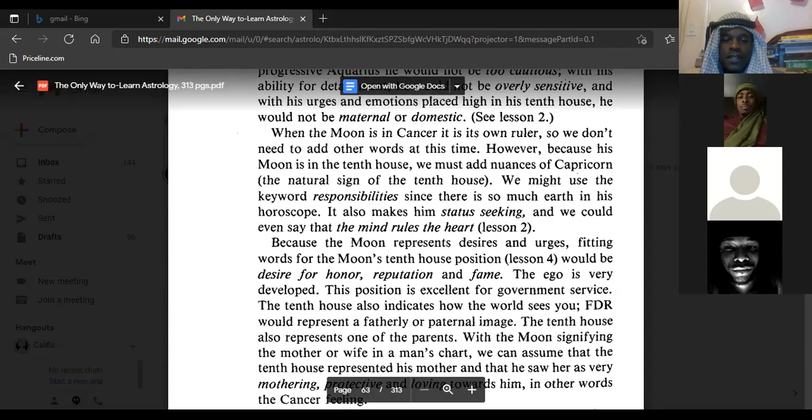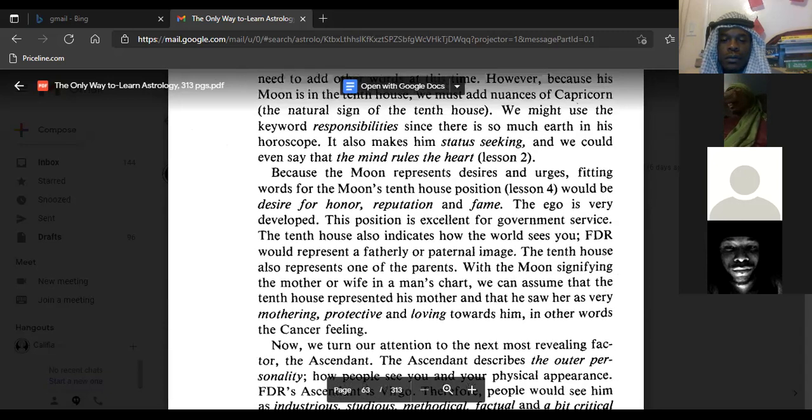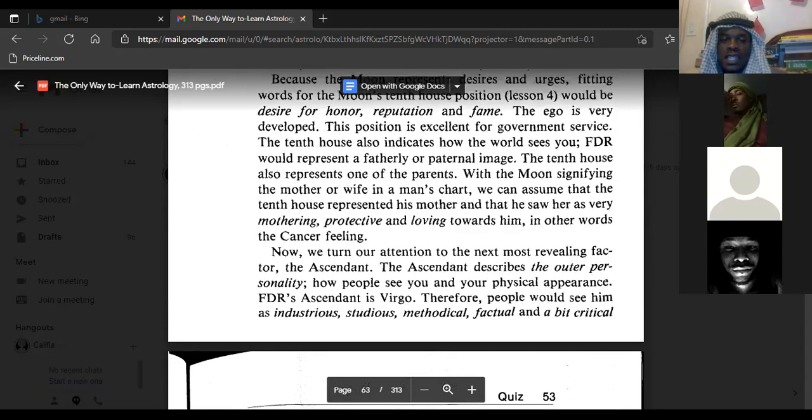The ego is very developed. This position is excellent for government service. The 10th house also indicates how the world sees you. FDR will represent a fatherly or paternal image. The 10th house also represents one of the parents. With the moon signifying the mother or wife in a man's chart, we can assume that the 10th house represents his mother and that he saw her as very mothering, protective, and loving towards him. In other words, the Cancer feeling.